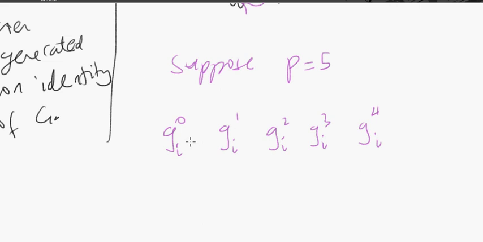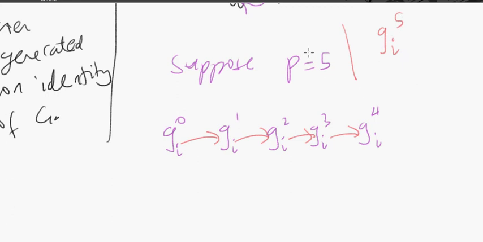we start from g_i^0, we go to g_i^1. From g_i^1, we go to g_i^2. From g_i^2, we go to g_i^3. From g_i^3, we go to g_i^4. Question, what about g_i^5? What's that going to be?